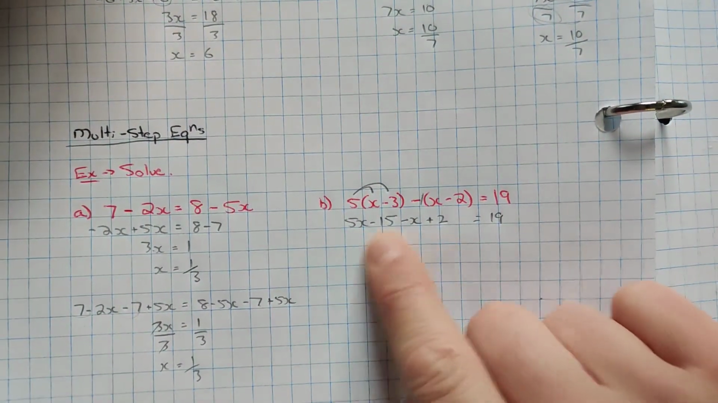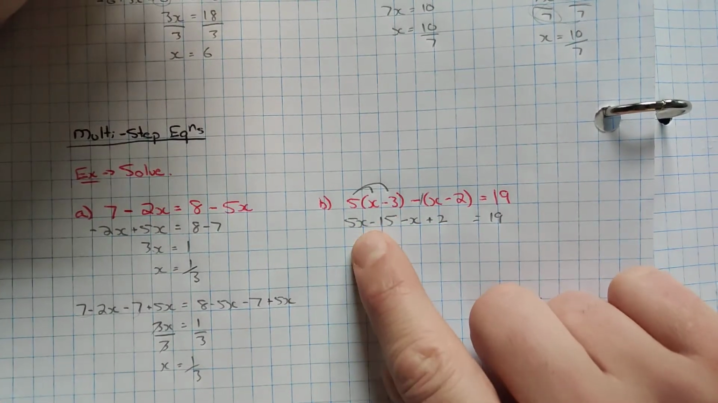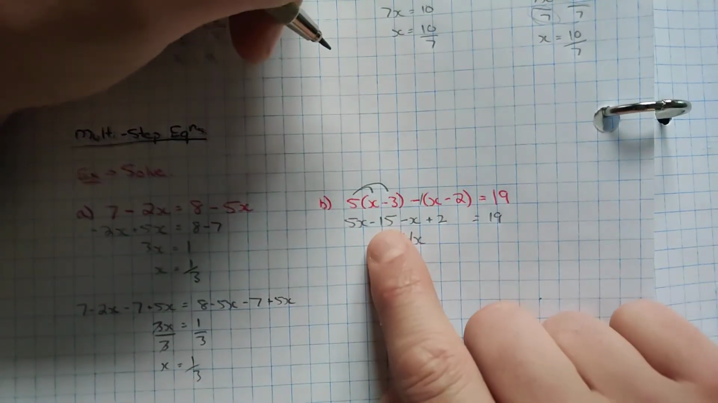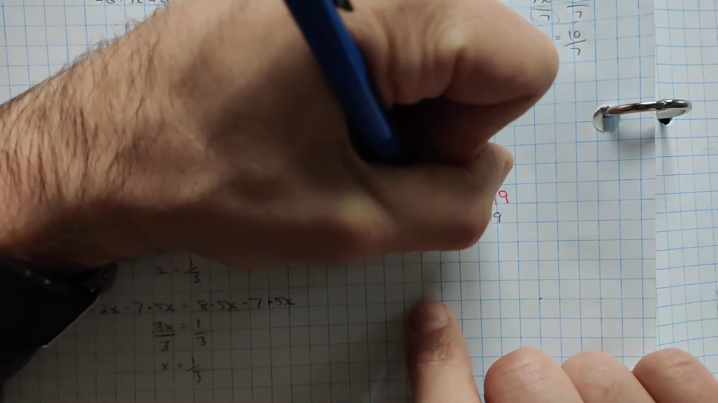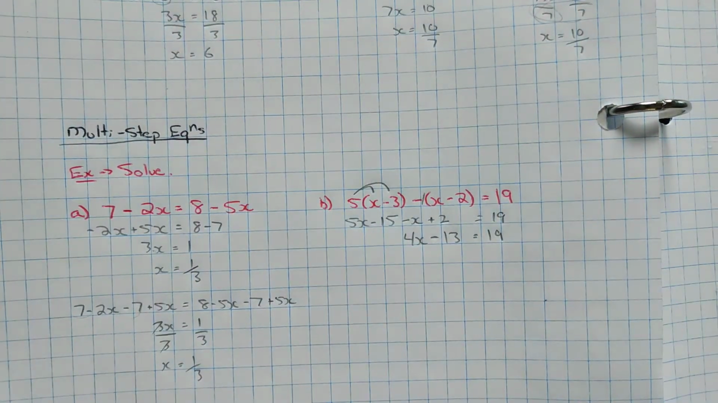Now I collect my like terms. I've got like terms on this side, so I'm going to collect those. I have 5x and negative x. That's going to leave me with 4x. And then I've got negative 15 plus 2. That's going to leave me with negative 13, equal to 19.